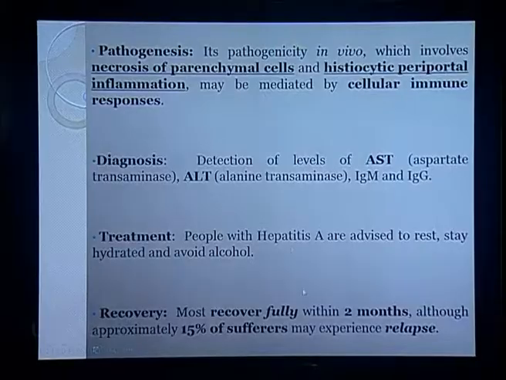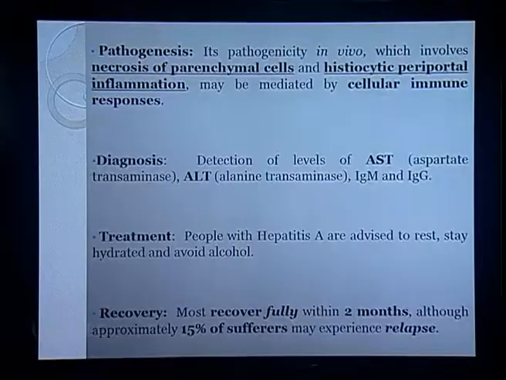Now, regarding the pathogenesis, what is most important is that it causes a necrosis of the parenchymal cells of the liver. And now the diagnosis part, you can always diagnose levels of AST. What is that? AST is aspartate transaminase, and what is ALT? That is alanine transaminase. You can also look for IgM and IgG.